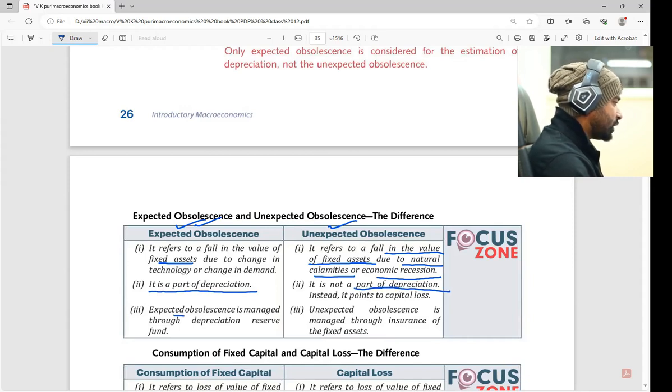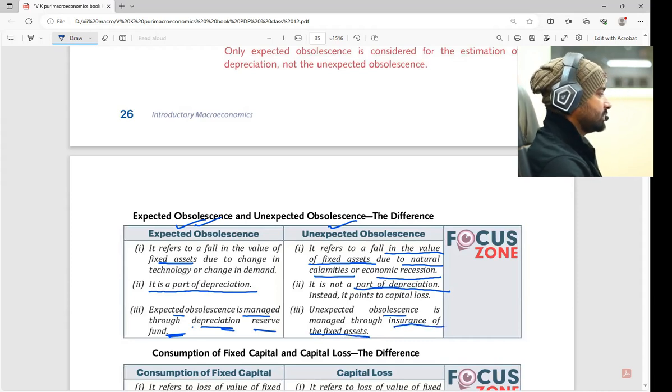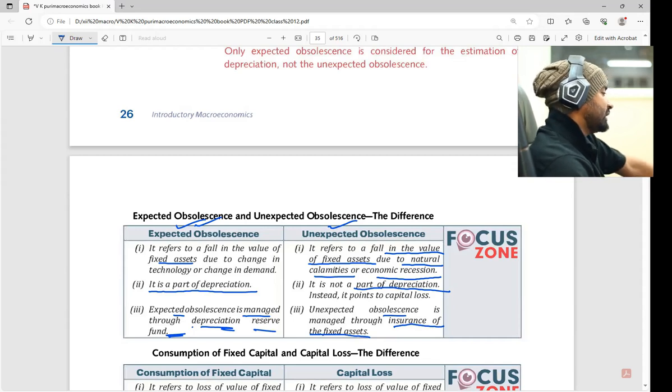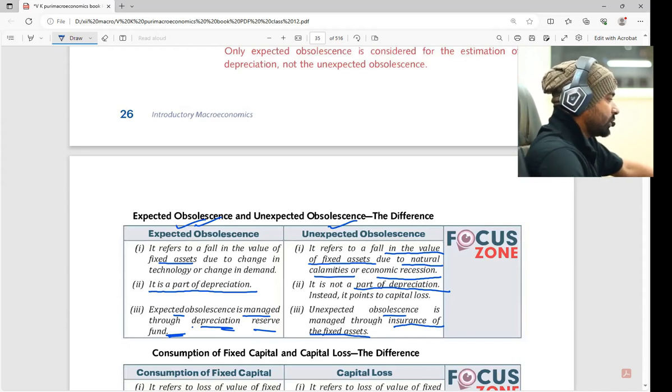Next, expected obsolescence is managed through a depreciation reserve fund, but unexpected obsolescence is managed through insurance of the fixed assets, right? So insurance can be fire insurance, marine insurance, or general insurance. We have seen many types of insurance in class 11, right? So we have these three things. You have 5 minutes, just write this down in your notebook quickly: expected obsolescence and unexpected obsolescence.